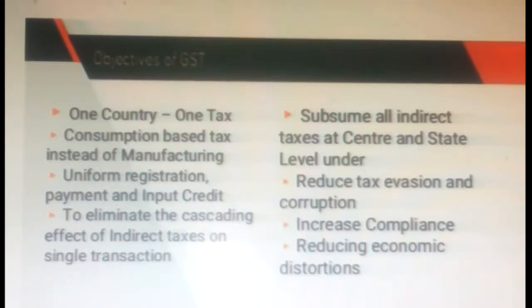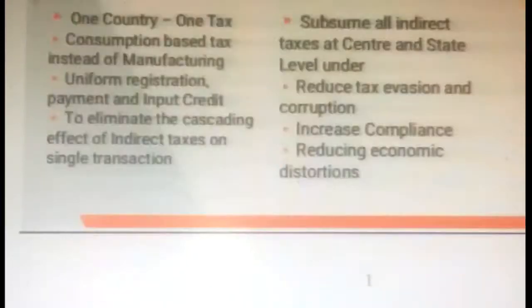Then, to eliminate the cascading effect of indirect taxes on a single transaction. So unwanted tax is paid by the consumer, the burden of a number of taxes. That is the very important one: eliminating the cascading effect of indirect taxes on a single transaction. Subsume all indirect taxes at central and state level, and reduce tax evasion. You have to avoid tax evasion and corruption. That is very important. Then increase compliance, then reduce economic distortion. That is very important. So that's what we discussed today.